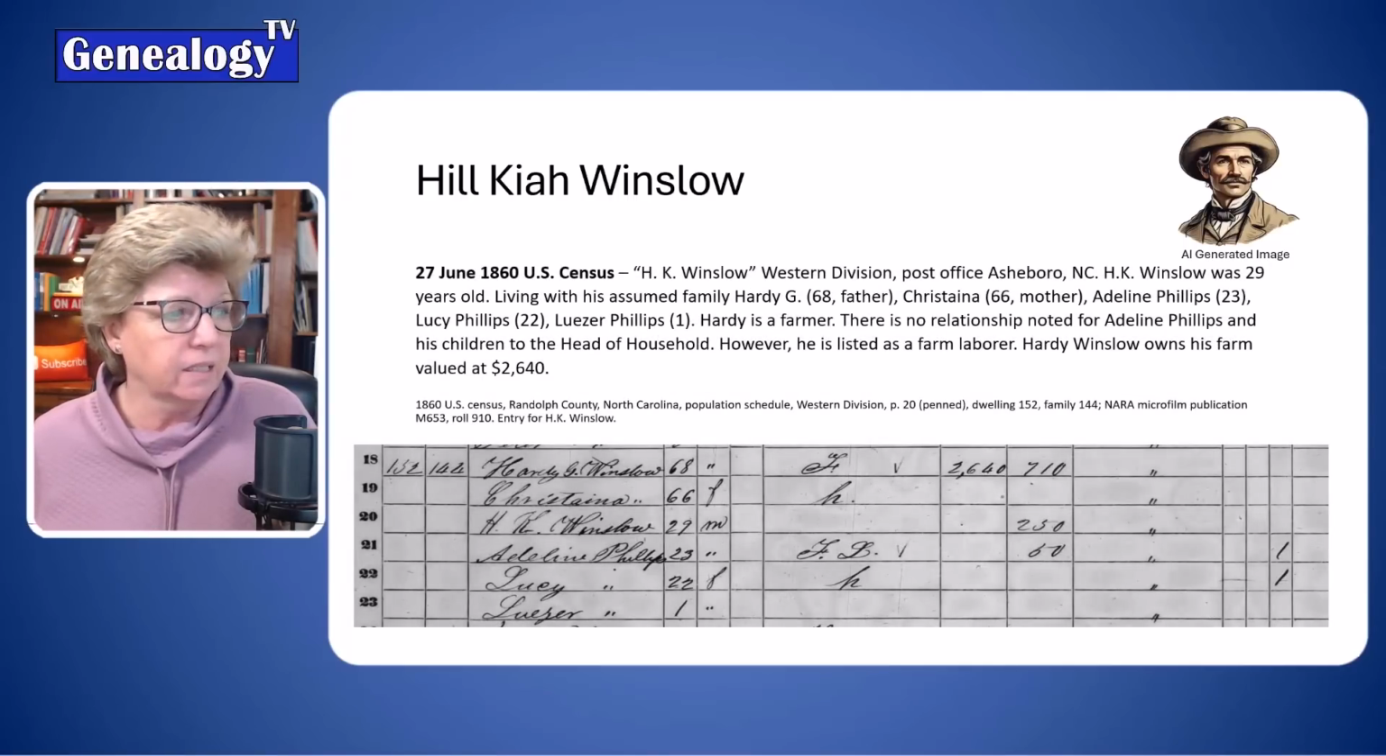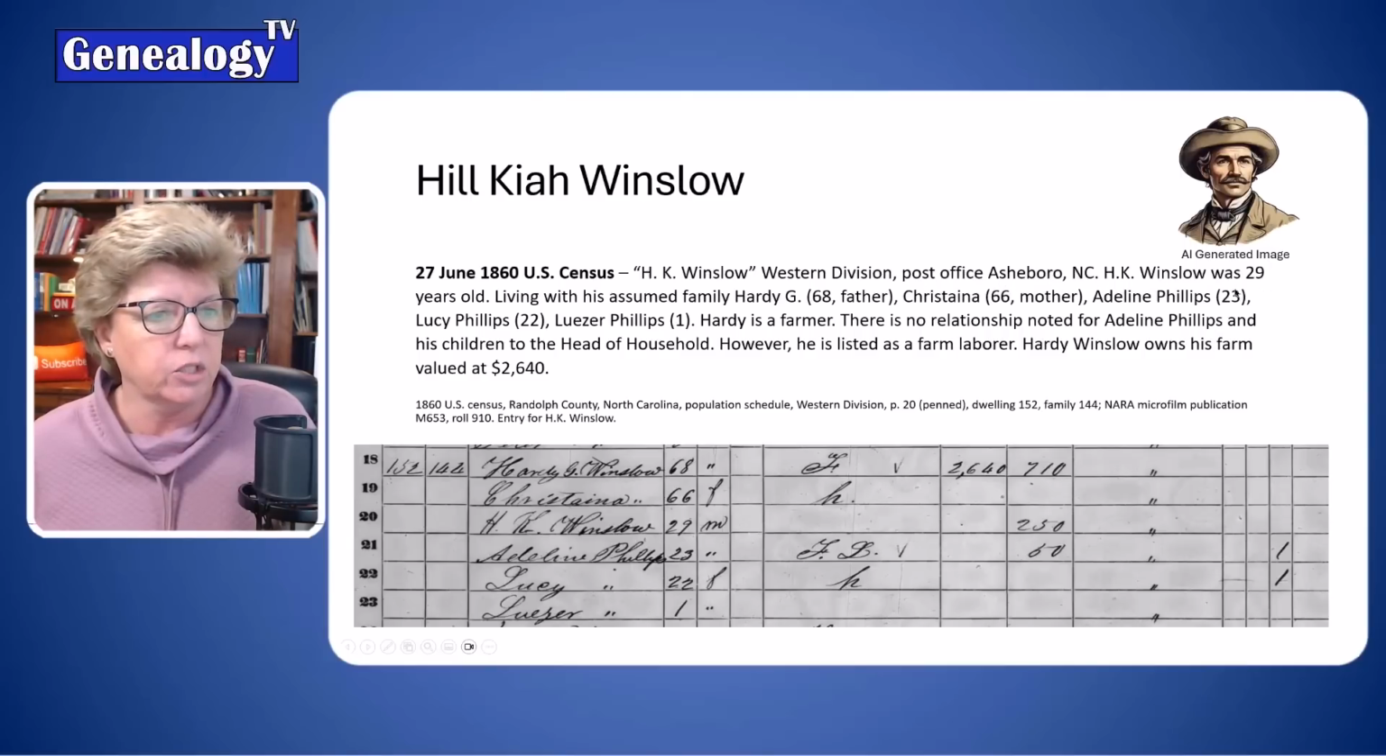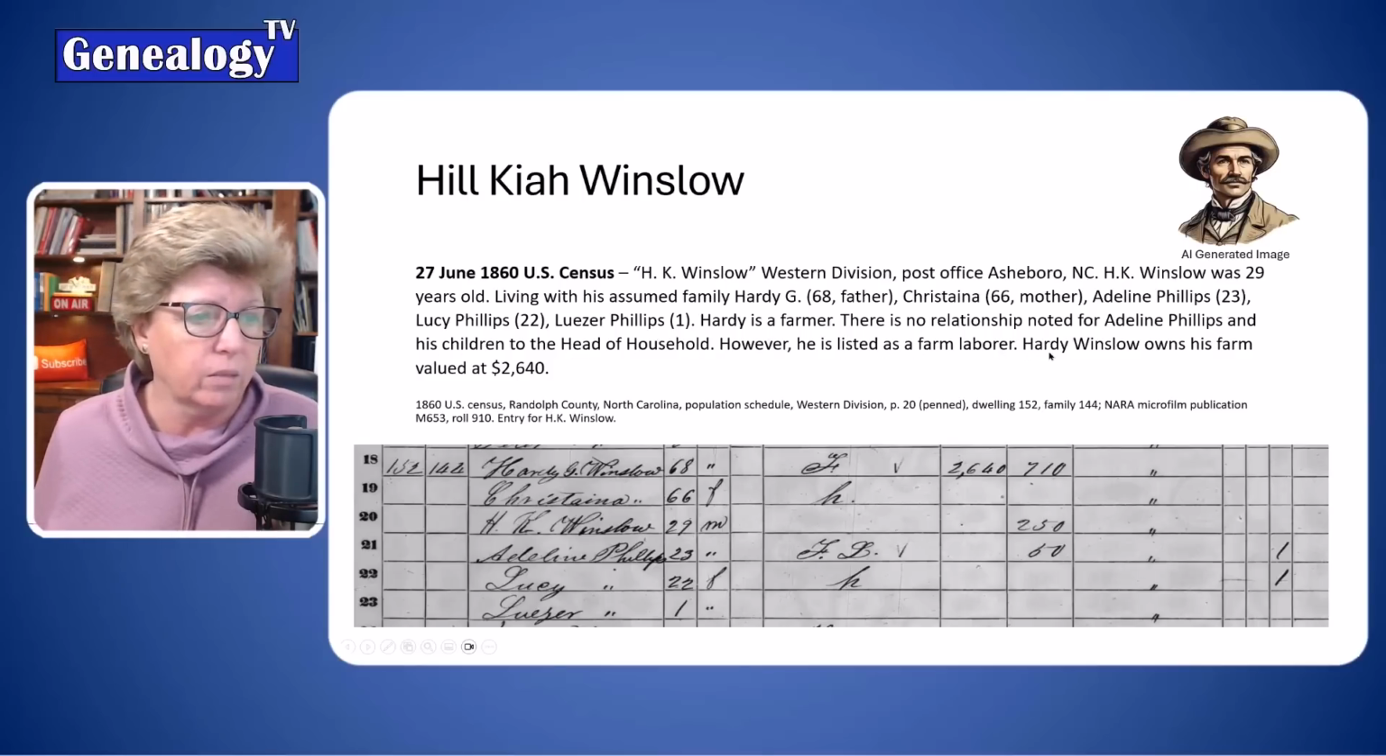In 1860, H.K. Winslow is in the Western Division. Post Office, Asheboro, North Carolina. H.K. was 29 years old, living with his assumed family, Hardy G. Winslow, his assumed mother, Christiana, and so on. There's other family members here. There is no relationship noted for Adeline Phillips, who has a different last name, and his children to the head of household. However, he is listed as a farm laborer.